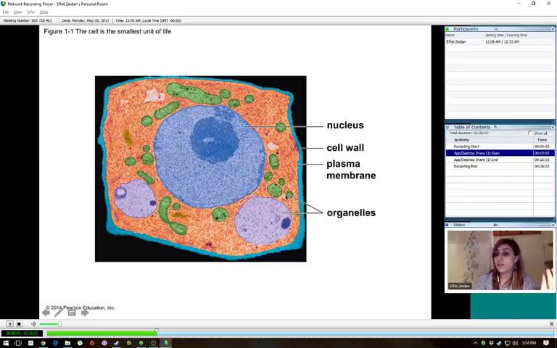This is a picture of what the cell looks like. So the cell, as I said, it's a closed structure. It's enclosed within a cell wall, within a cell membrane. And this is an example right here. As you can see, there is a nucleus which serves a specific function.